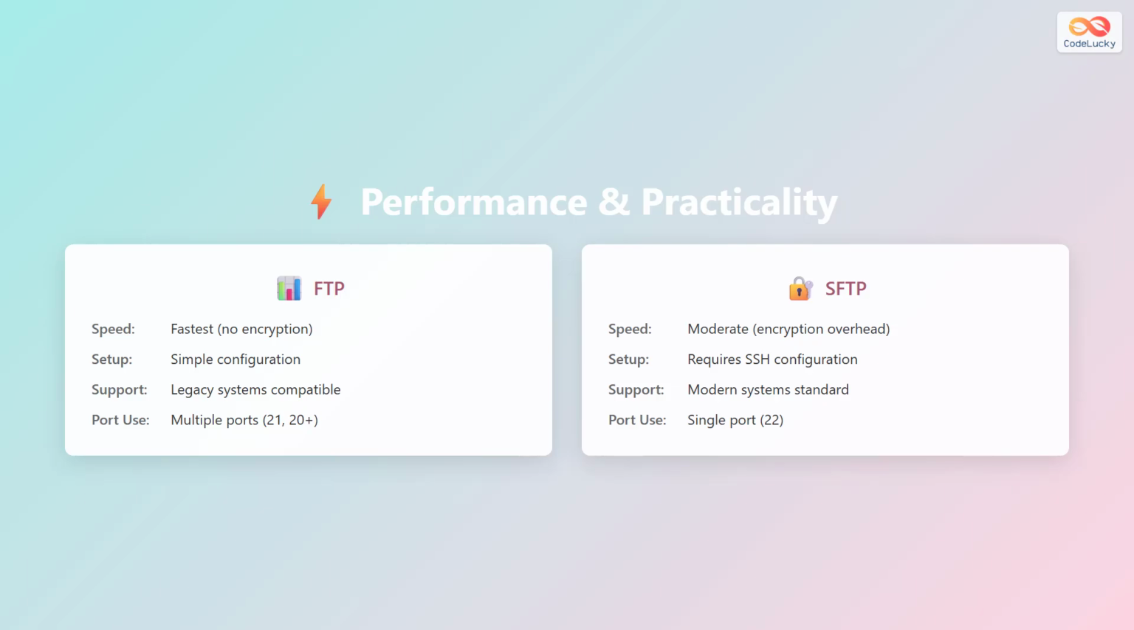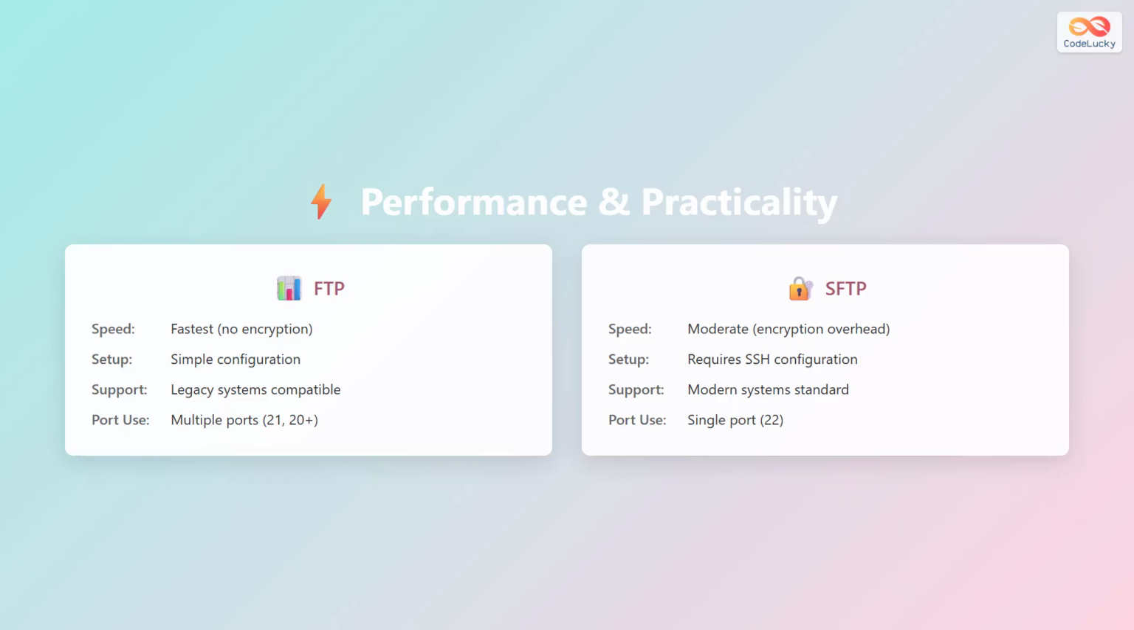Let's discuss the practical differences between these protocols. Regarding speed, FTP is the fastest option because there is no encryption overhead. The setup for FTP is simple and straightforward with minimal configuration needed. FTP has wide support in legacy systems dating back decades. FTP uses multiple ports, which can require complex firewall management.